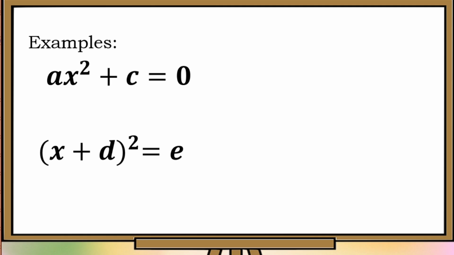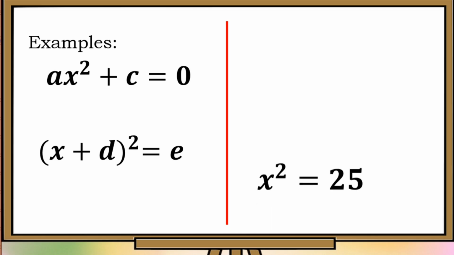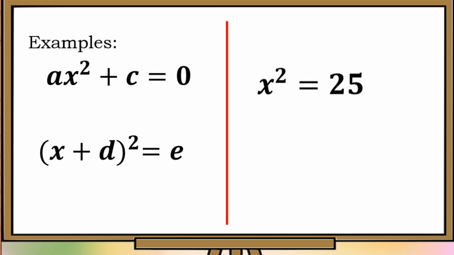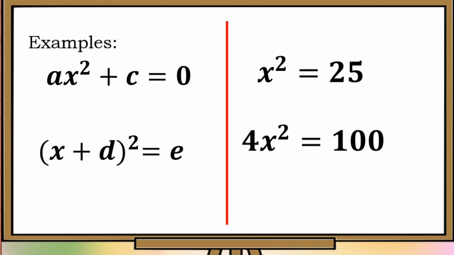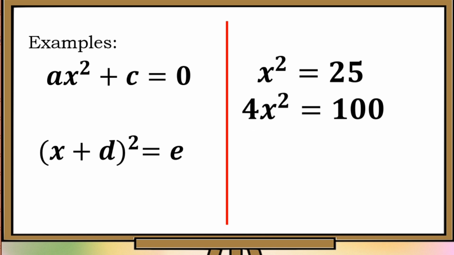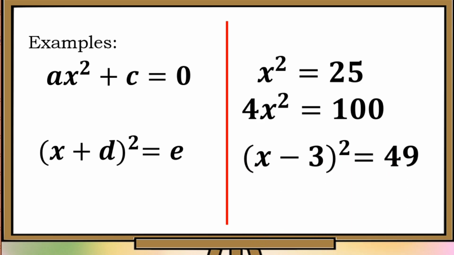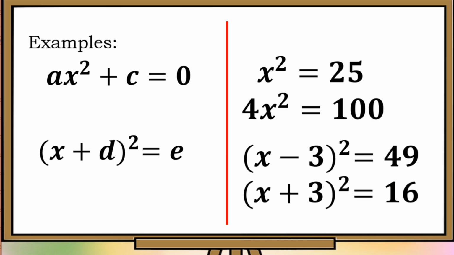For the first equation, we have x squared equals 25. Again, we do not have a linear term here. Then 4x squared equals 100. Still, the given equation has only a quadratic term and a constant term. Now, for the square of a binomial, we have the quantity x minus 3 squared equals 49. Another, the quantity x plus 3 squared equals 16.